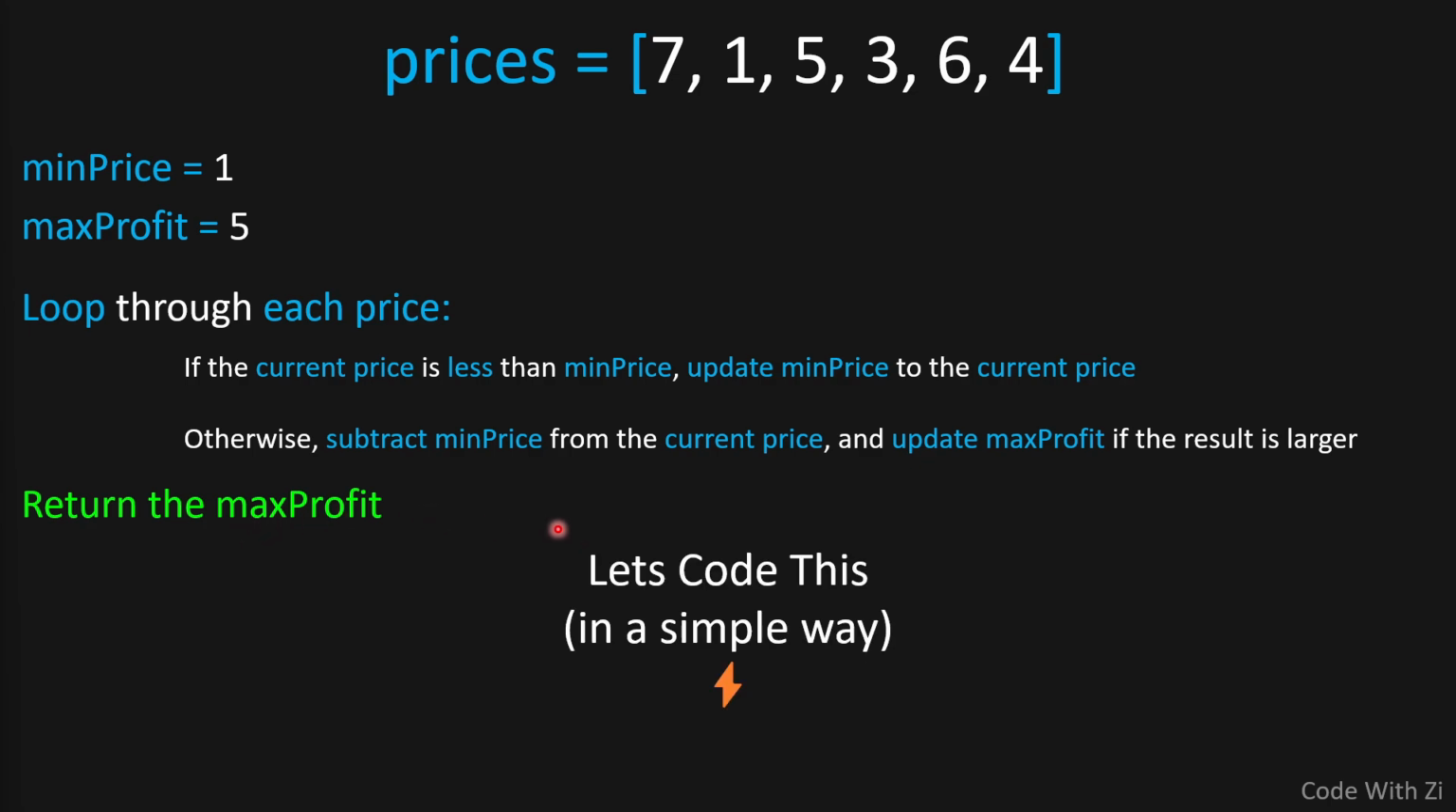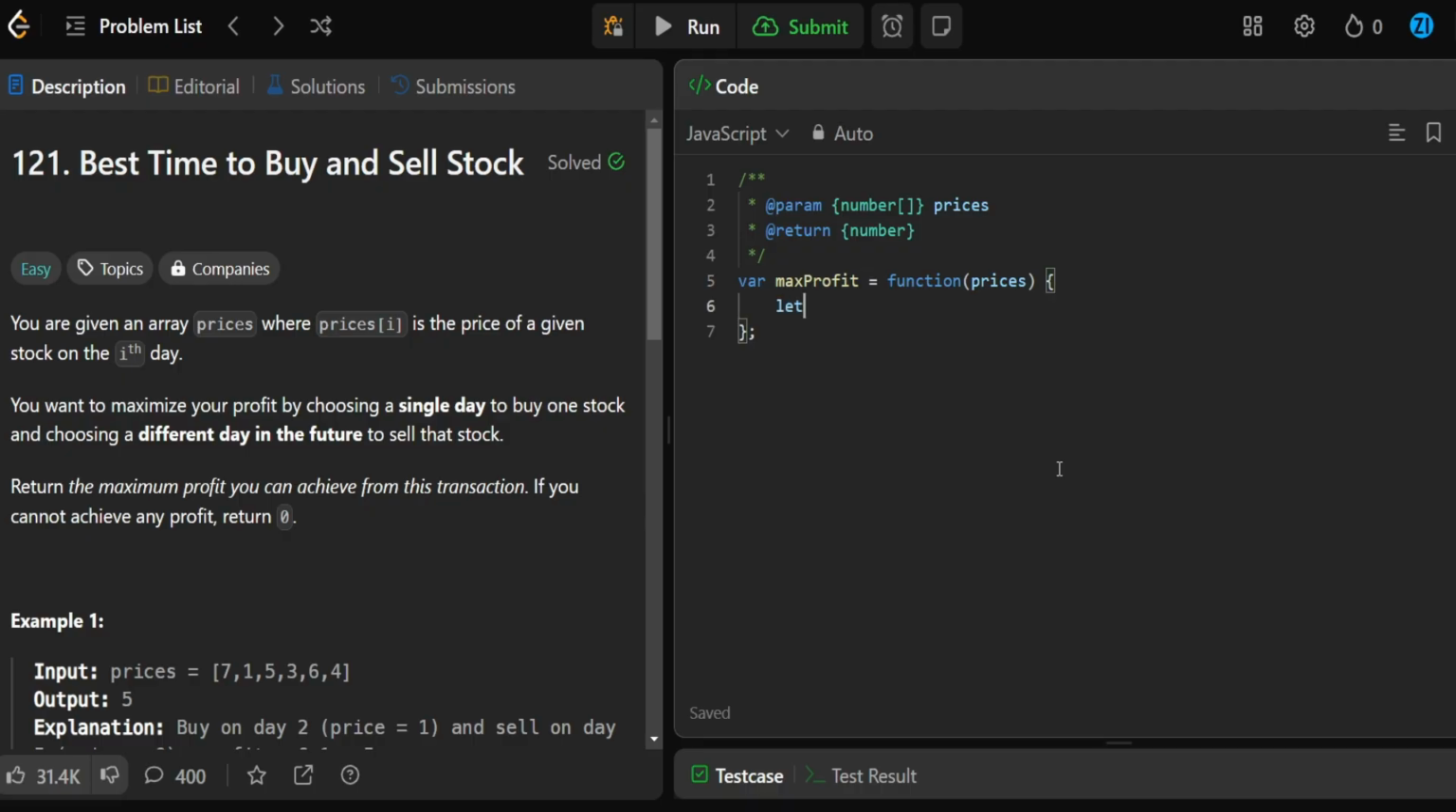Now, let's code this in the simplest way possible. Alrighty, let's code this together. So just like we saw on the slides, we're gonna first define our min price, and this is gonna be equal to infinity, like so, and then we're going to define our max profit, like so, and this is going to be equal to 0 in the beginning.